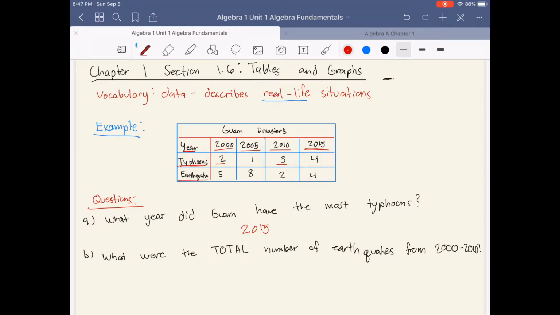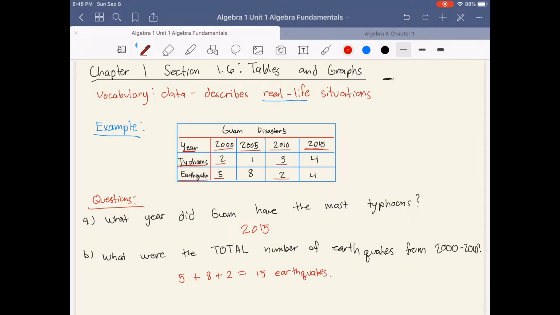Now, let's go to the second question. What were the total number of earthquakes from 2000 to 2010? Okay, so you're going to look at the years from 2000 to 2010, in between those years. Now you see the numbers 5, 8, and 2. So what the question is asking you is to add up the numbers between those years. So we have 5 plus 8 plus 2. And what does that give you? It should give you a total of 15 earthquakes that happened in between those years.